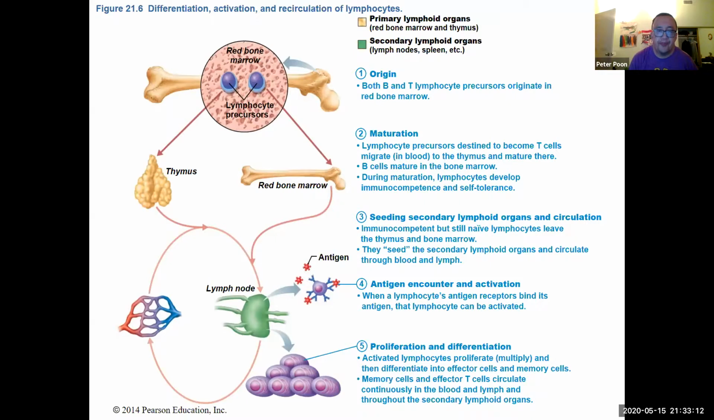So here, this is the origin. Then the maturation, and this is, like I said, where they hang out. And then once it recognizes the antigen, it starts to proliferate like crazy.